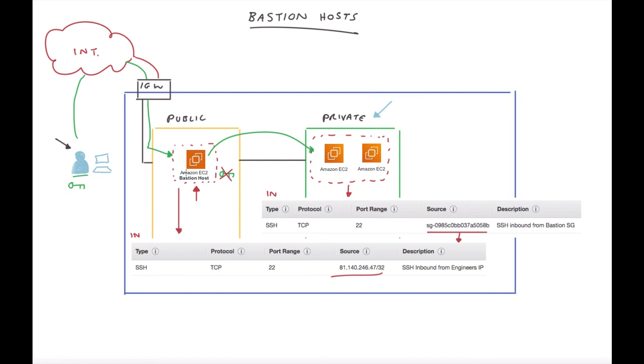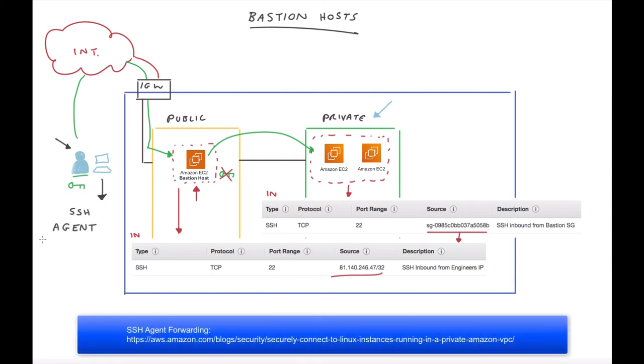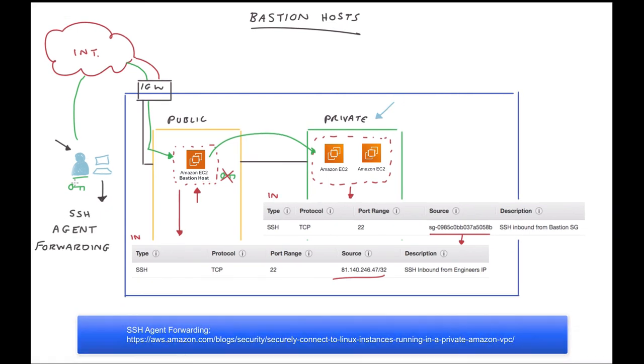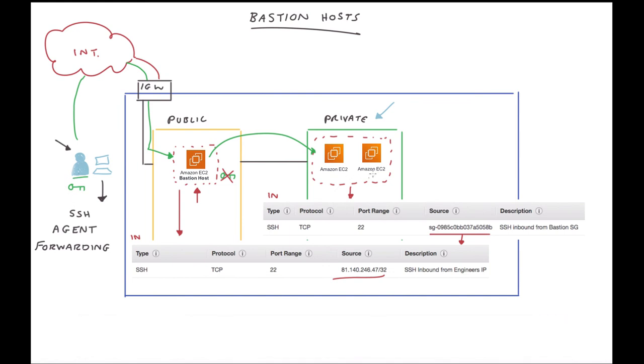So how does this engineer SSH into our EC2 instances if he doesn't have the private key? Now, the best way to do this is to set up something called SSH agent forwarding. What this allows you to do is to store the private keys for the instances within the private subnet on your local client, so that when you connect through to the Bastion host, you can then SSH, but using the private key to the EC2 instances that is stored on your client, rather than storing it on the Bastion host.